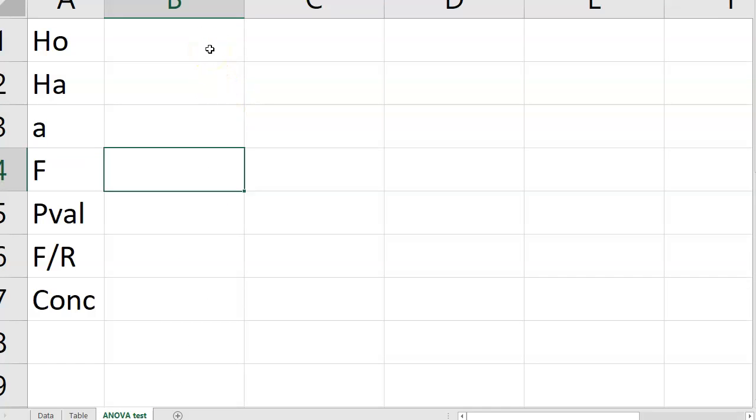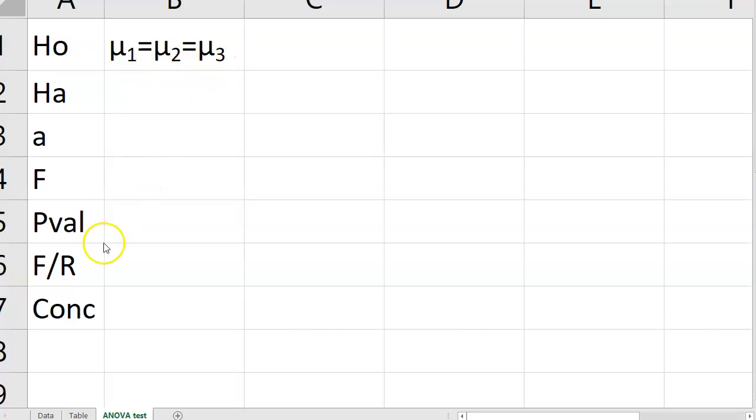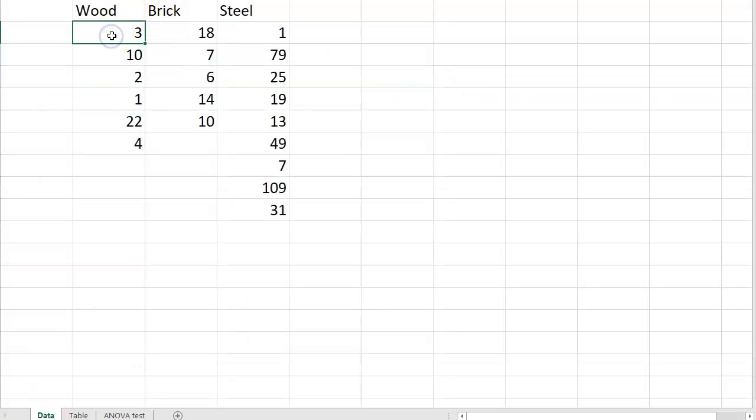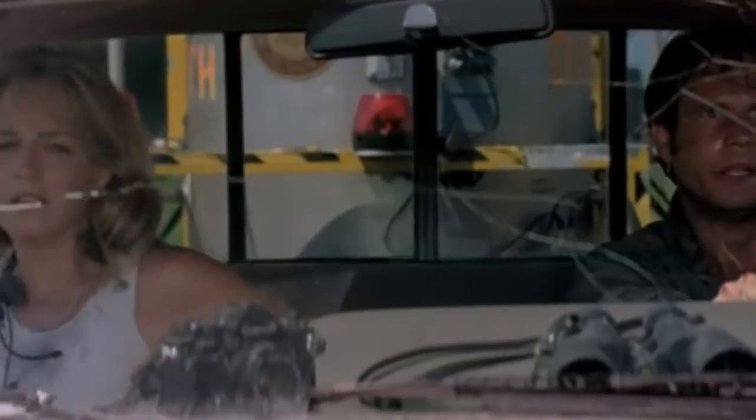I have 3 different kinds of houses. So right here, I could write that the averages all equal each other, or I could write it in words that they're all the same on average. I didn't really say what this data was about. What we're doing is building a home out of these 3 materials and then putting them in a wind tunnel to see how long they stand up to the wind before they fall down.